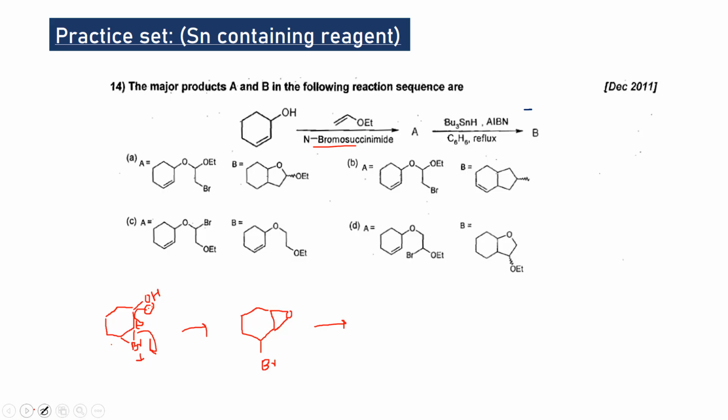Another possibility is the formation of bromonium ion in this double bond. From the options you have to get an idea which double bond will react with NBS. This comes here and this opens up.